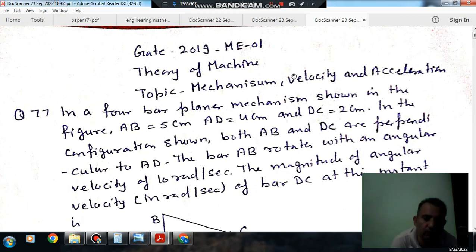Hello, welcome again. We are solving some questions of theory of machines. The topic is mechanism, velocity and acceleration.